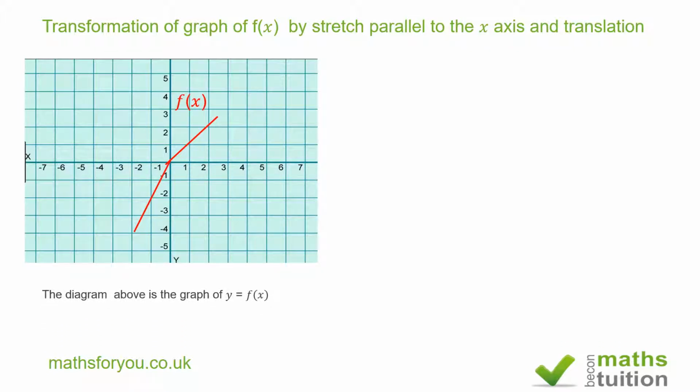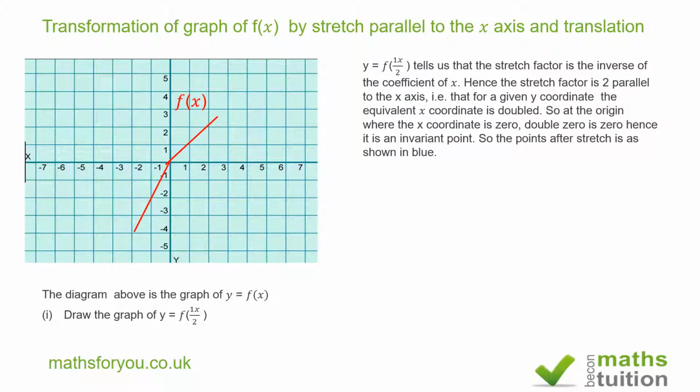Now, we're given this diagram here, and it says the diagram above is the graph of y is equal to f of x, and it says draw the graph of y is equal to f of x over 2. Now, this suggests that we're going to have a stretch. The stretch factor is going to be 1 over the coefficient of x, in this case a half. The reciprocal of a half is 2, so the stretch factor is 2.